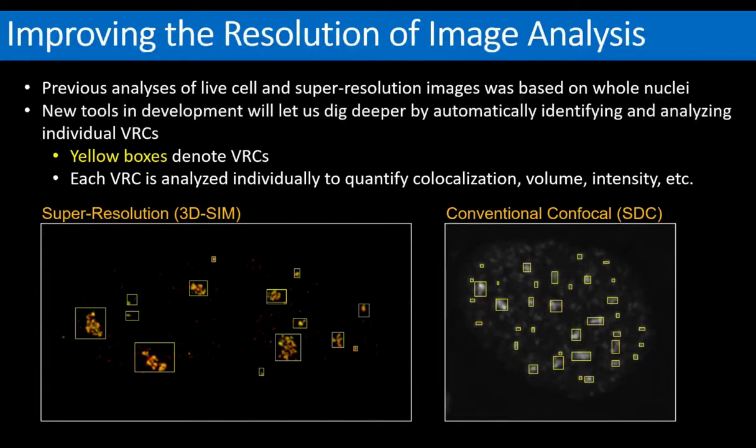They really change over time, and so building a tool to automatically identify them in all their diversity in space and time has been challenging. But we're hoping that by analyzing them individually, we can increase the granularity of the information we get from these microscopy data. Each replication center can be analyzed individually to quantify co-localization of different proteins, the relative volume of different subdomains, intensity correlations, things like that. So that's an exciting thing that I've been working on.